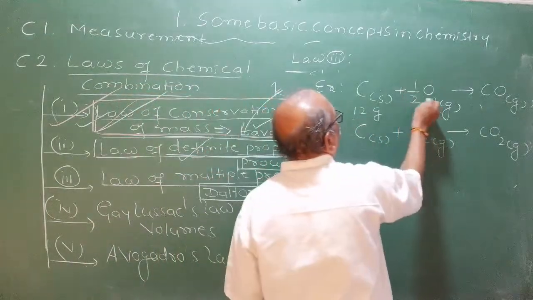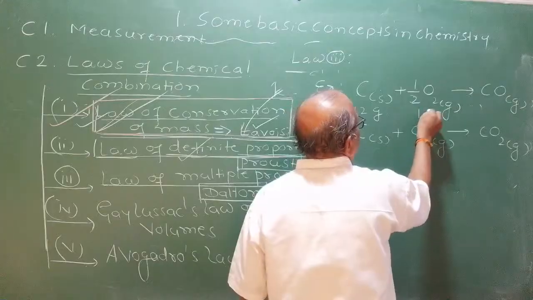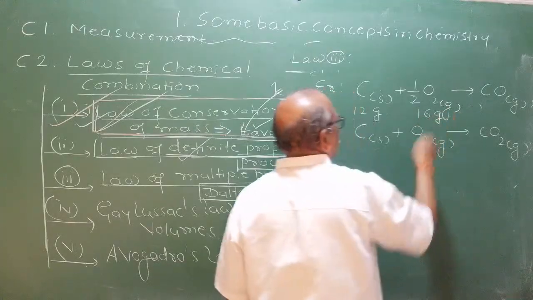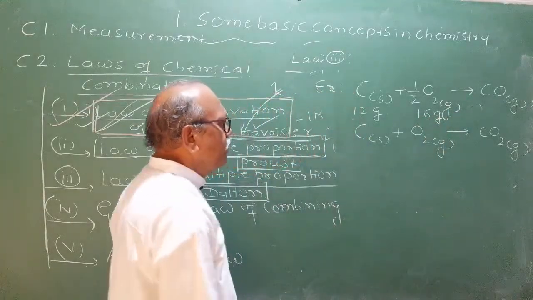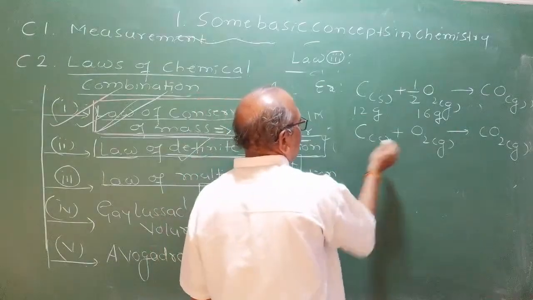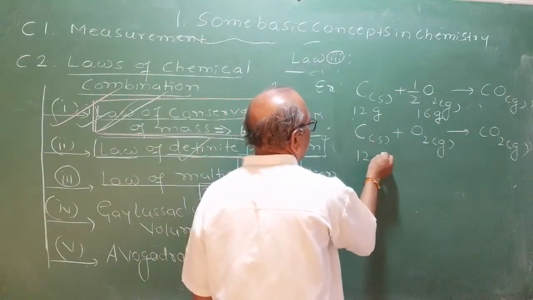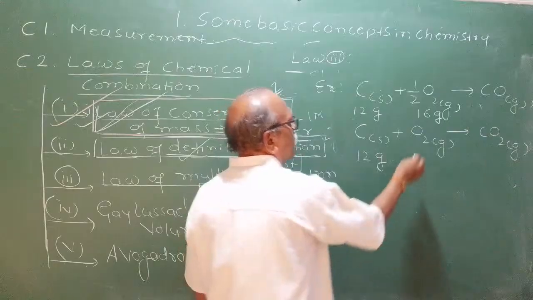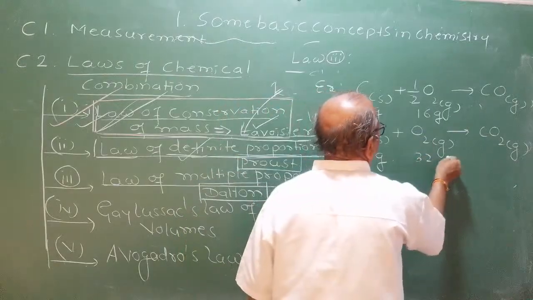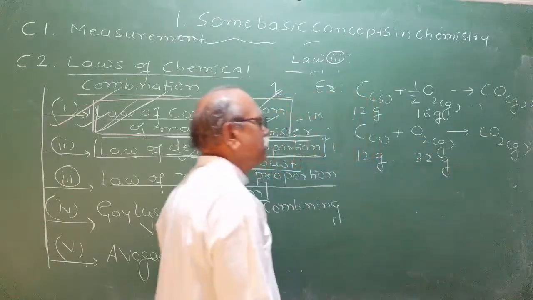And 1/2 O2 means 1 oxygen atom. 1 oxygen atom means how many grams? 16 grams. Getting me? Here, in the second case, the mass of carbon is 12 grams and the mass of oxygen is 32 grams. Right?